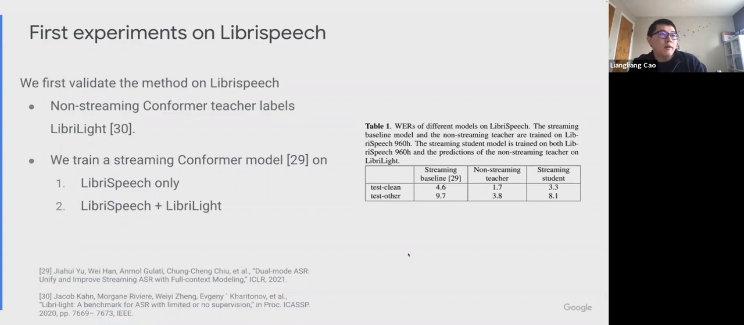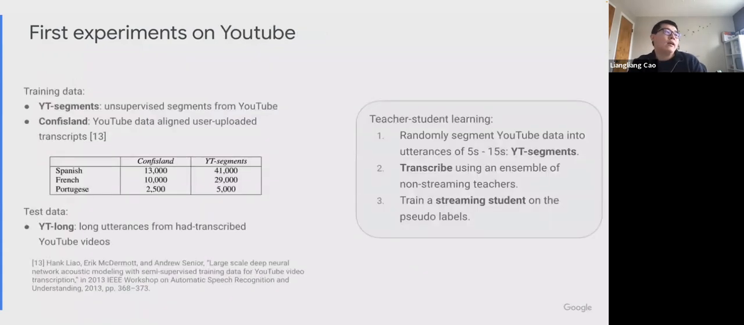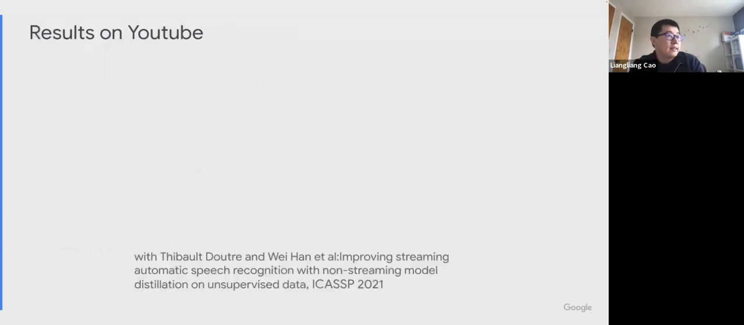What is more exciting is the YouTube data. For YouTube data, we have a testing set we call YouTube. We kind of call it long form YouTube data. And we have two types of training data. One is the unsupervised segments. Another is a weakly aligned user-uploaded transcript. So basically, we combined the Conf Island and the YouTube segments into the training, and then applied our framework and trained the models. The performance was very exciting.